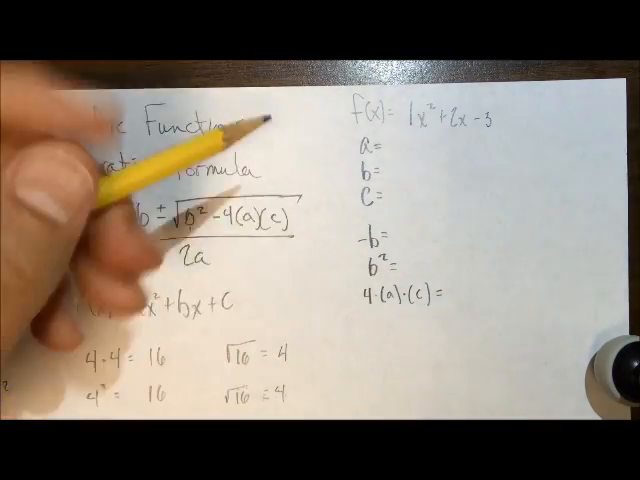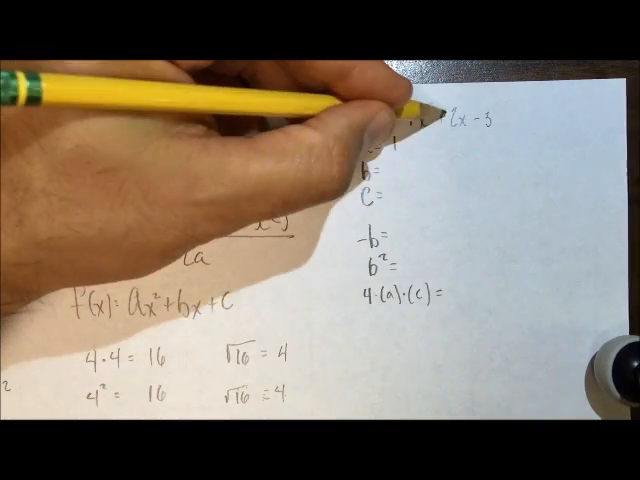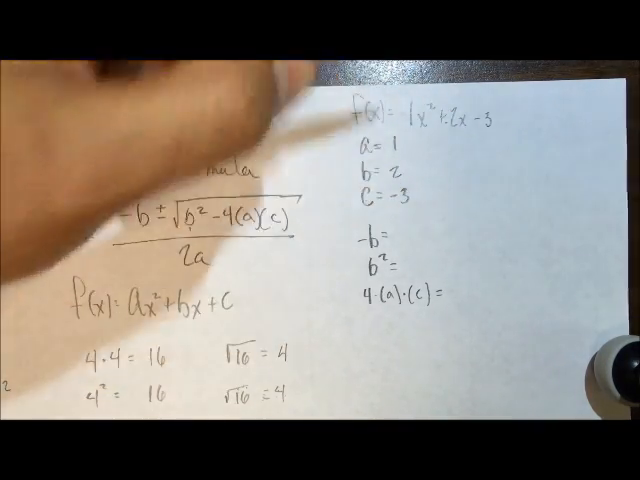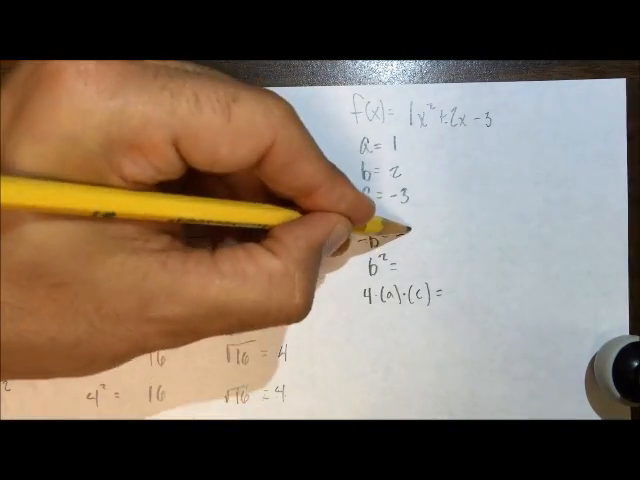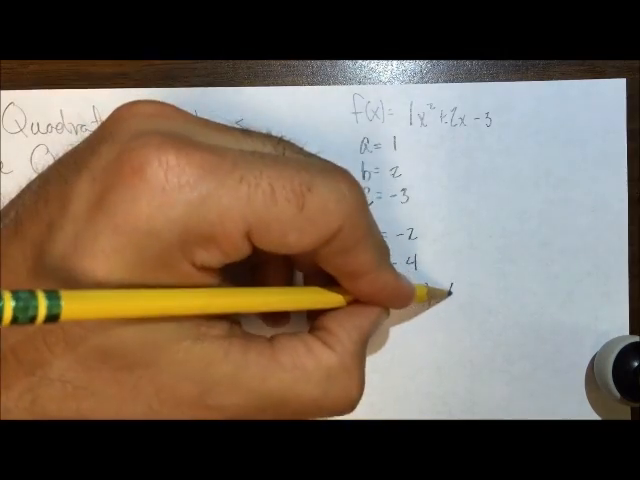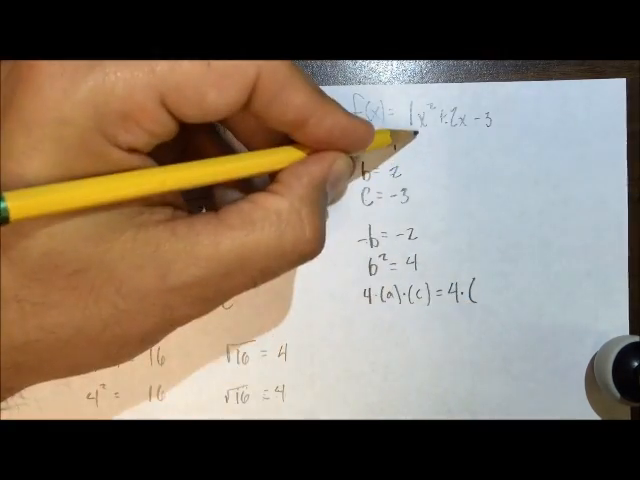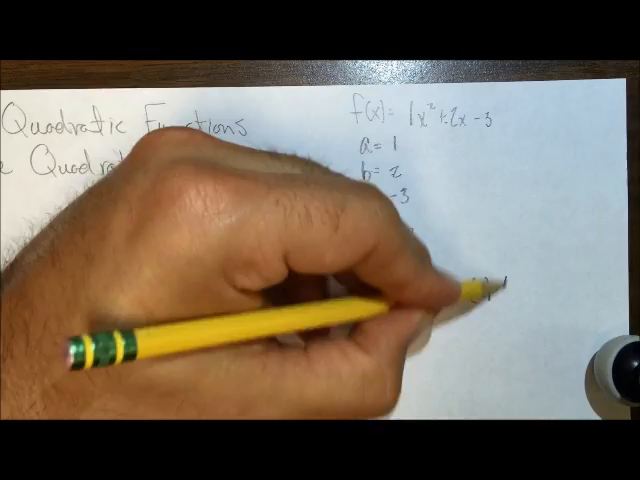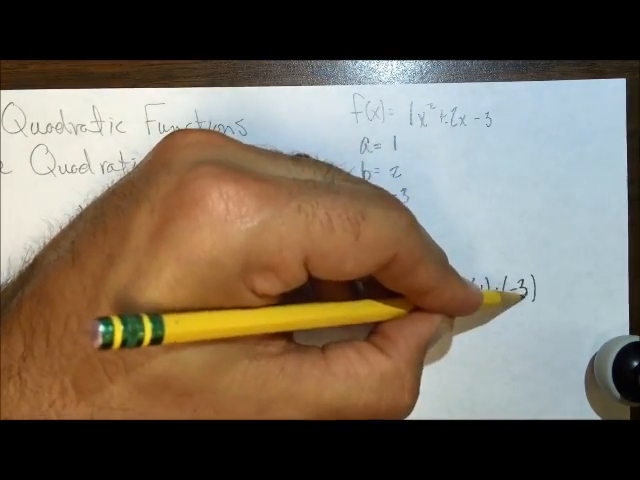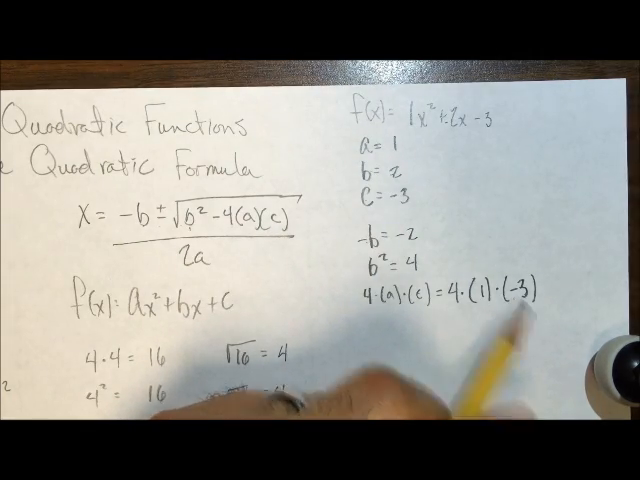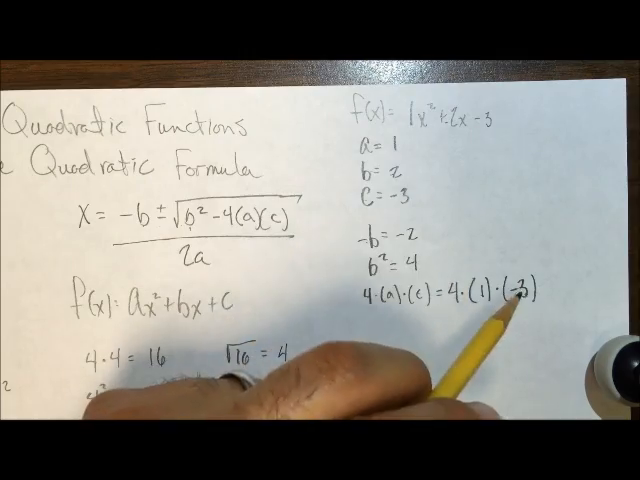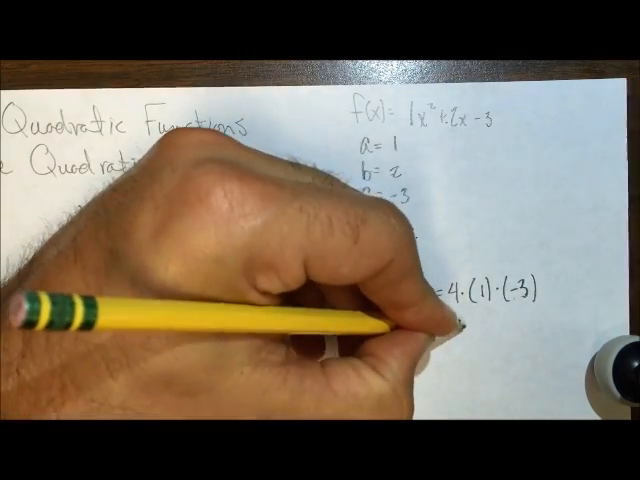So once we get our laundry list, we're just going to fill in the values. A is 1, the B coefficient is 2, the C coefficient is negative 3. Negative B would be negative 2. B squared, 2 times 2 is 4. This is 4 times A, which is 1, times C, which is negative 3. You see why I use parentheses to make sure that we multiply this negative value. 4 times 1 is 4. 4 times negative 3 equals negative 12.